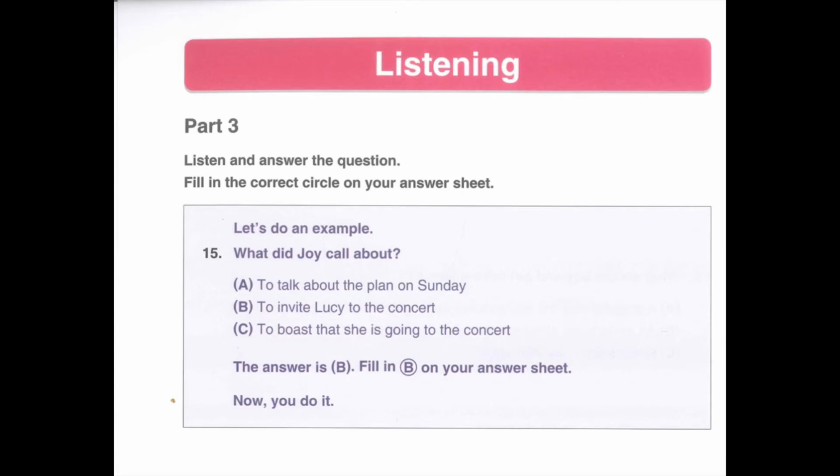What did Joy call about? The choices are A. To talk about the plan on Sunday. B. To invite Lucy to the concert. C. To boast that she is going to the concert. Fill in the correct circle on your answer sheet. The answer is B, because Joy invites Lucy to the concert. Fill in B on your answer sheet.